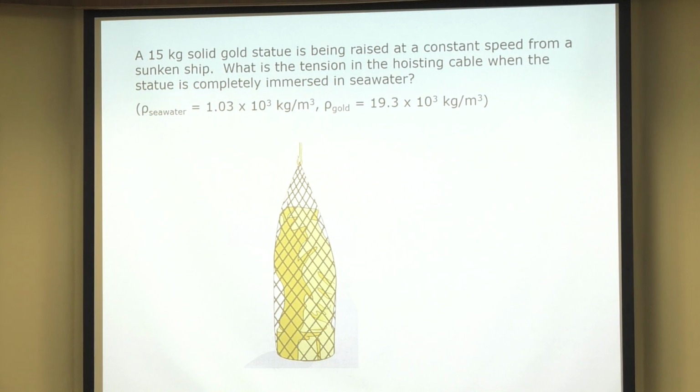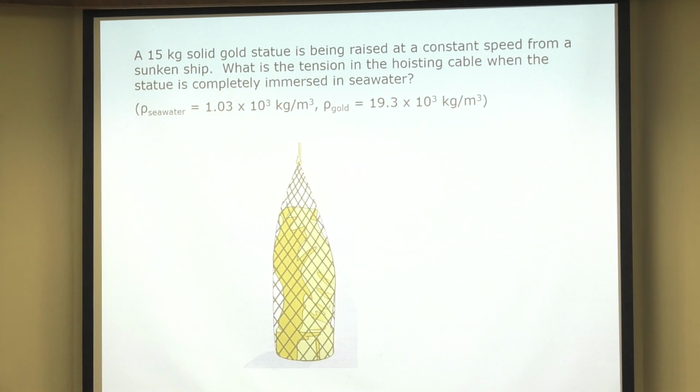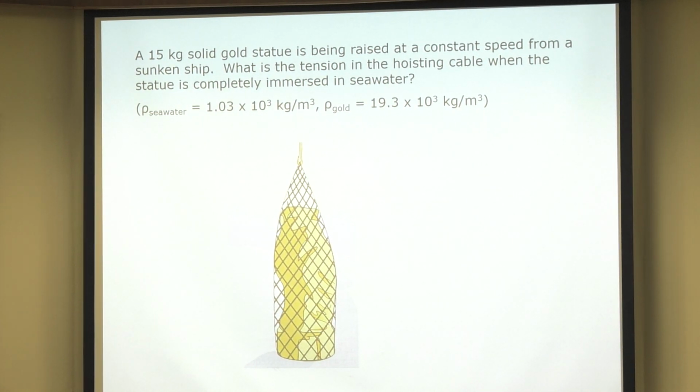All right, now we're going to do a homework problem. So everybody read that while I erase the board. Okay, a 15-kilogram solid gold statue is being raised at constant speed from a sunken ship. Well, that kind of relates to Hawaii, right? What's the tension in the cable when the statue is completely immersed in seawater?